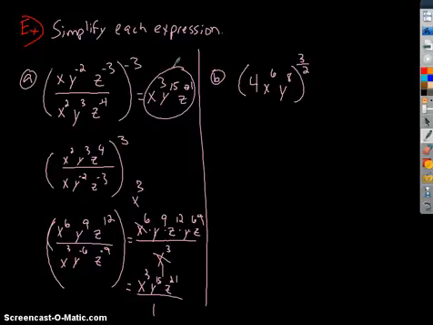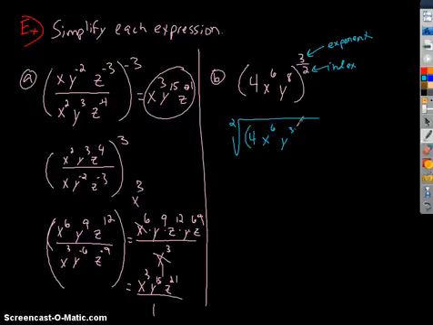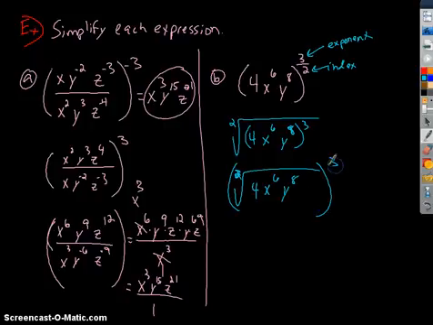In this last one, I would really think about this, having the 3 halves as my index being 2, and my exponent being 3. So that means I have the square root of 4 x to the 6th y to the 8th, cubed. I really don't like cubing it before I square root it, so I'm going to rewrite this as the square root of 4 x to the 6th y to the 8th, and take everything that's being cubed and cube it later.